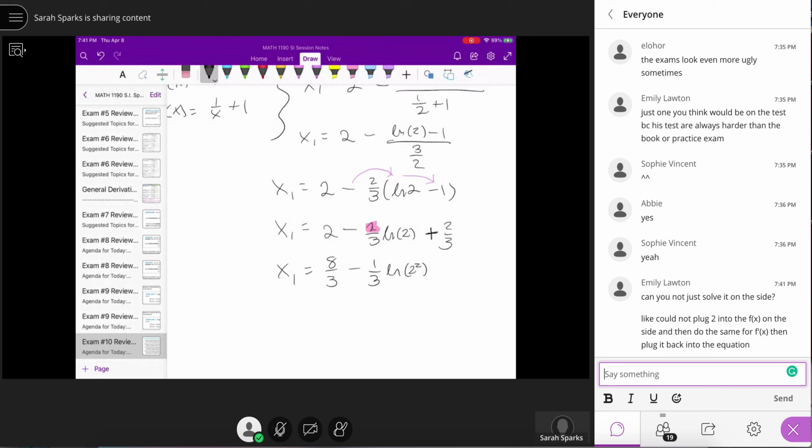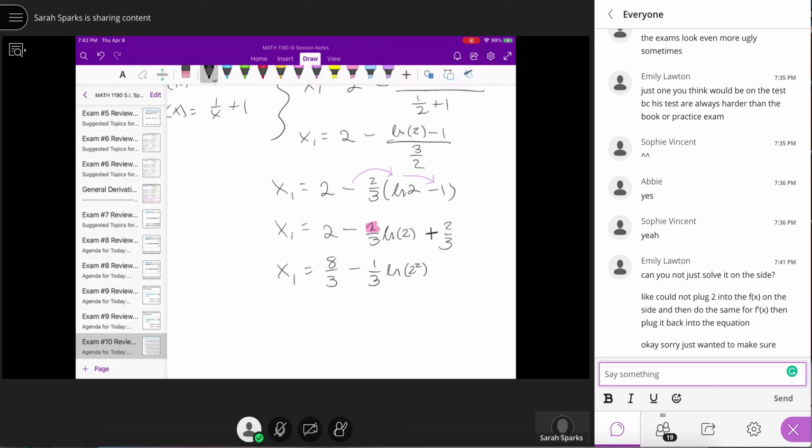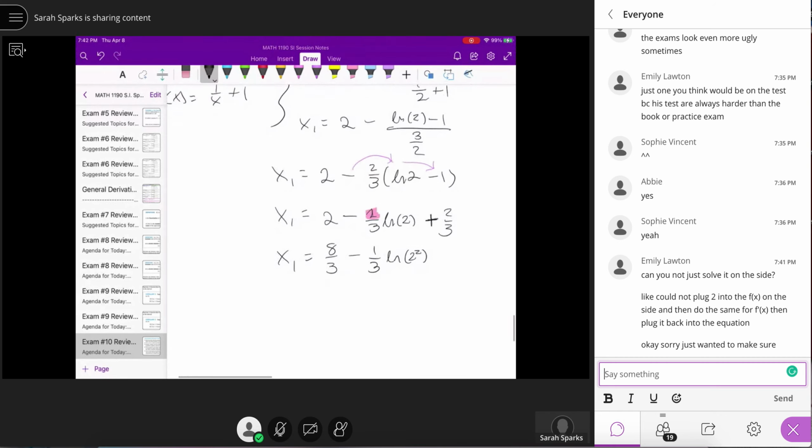Yeah, you can absolutely do that. I think I did that on one of the problems earlier. And we will definitely do that for the second approximation for this problem. I probably should have done it here, but yeah, you can definitely do that.